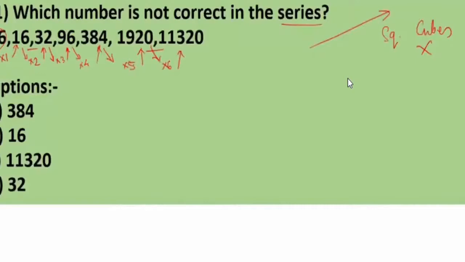So let us check which is wrong. Over here if you multiply 1920 by 6, you get 11520. So this is the wrong number in the series. So this is the answer.